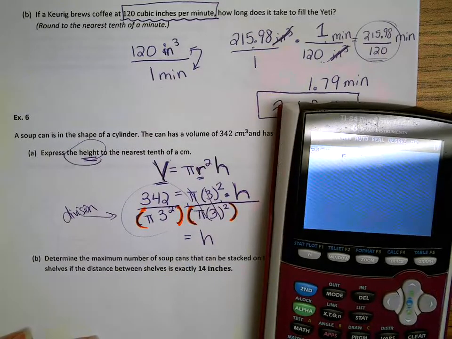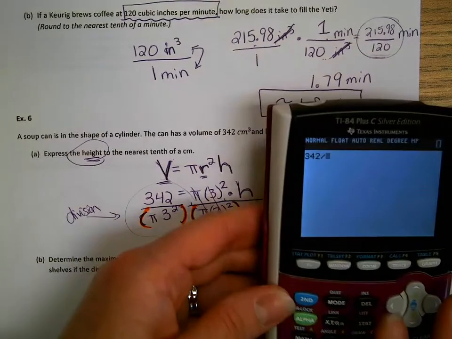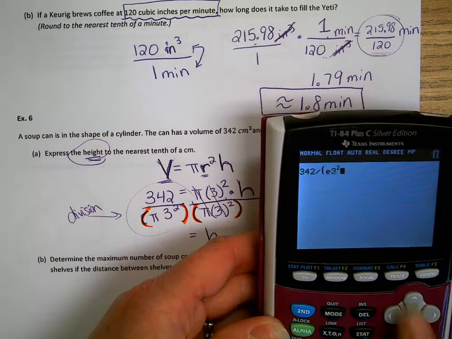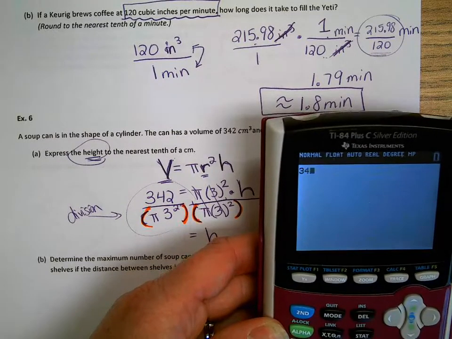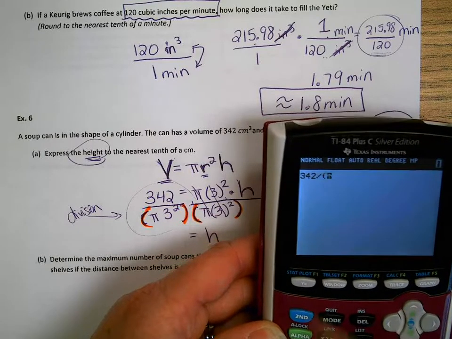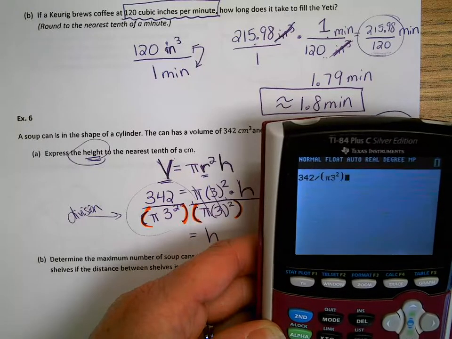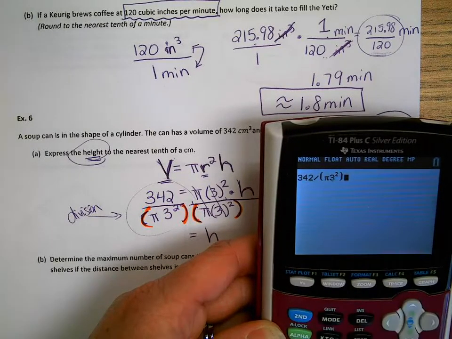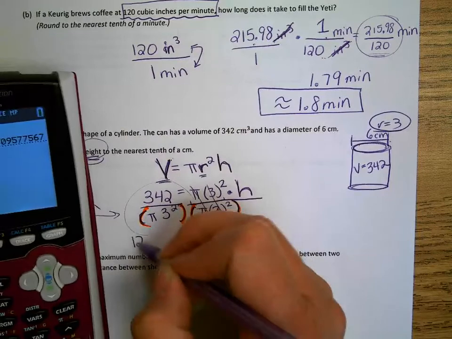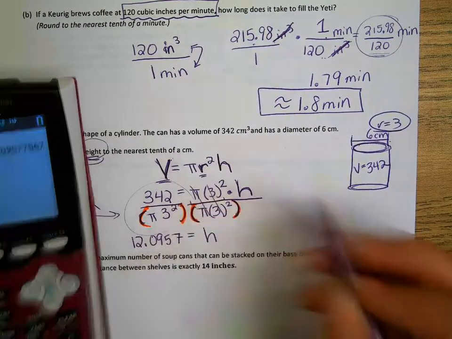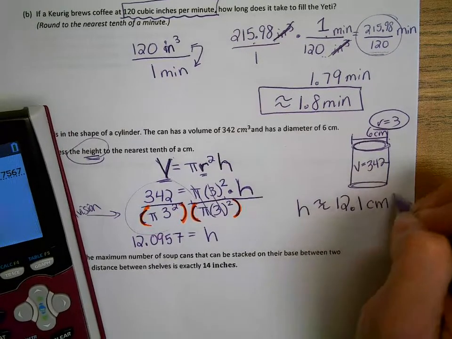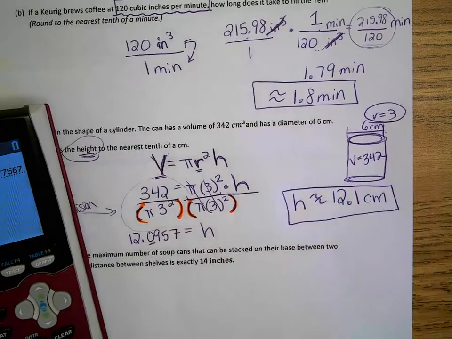So 342 divided by, parentheses, pi 3 squared. Now, how about we type in the real number? 342 divided by pi 3 squared. So we're dividing by pi r squared there. And we get the answer of 12.0957. So that height is about 12.1 centimeters. We're going to round to the tenths place.